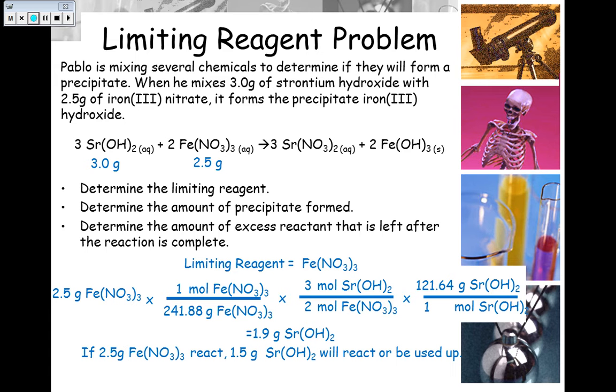So again, this is recapping what we're doing. If 2.5 grams of iron nitrate reacts, then 1.9 grams of strontium hydroxide will react or be used up. Why is it 2.5? That's my limiting reactant. So you subtract what, from 3.0? I have to subtract it from 3.0 because that's my excess reactant. So I'm going to do 3.0 minus 1.9, which gives you 1.1 grams of strontium hydroxide that did not get reacted.